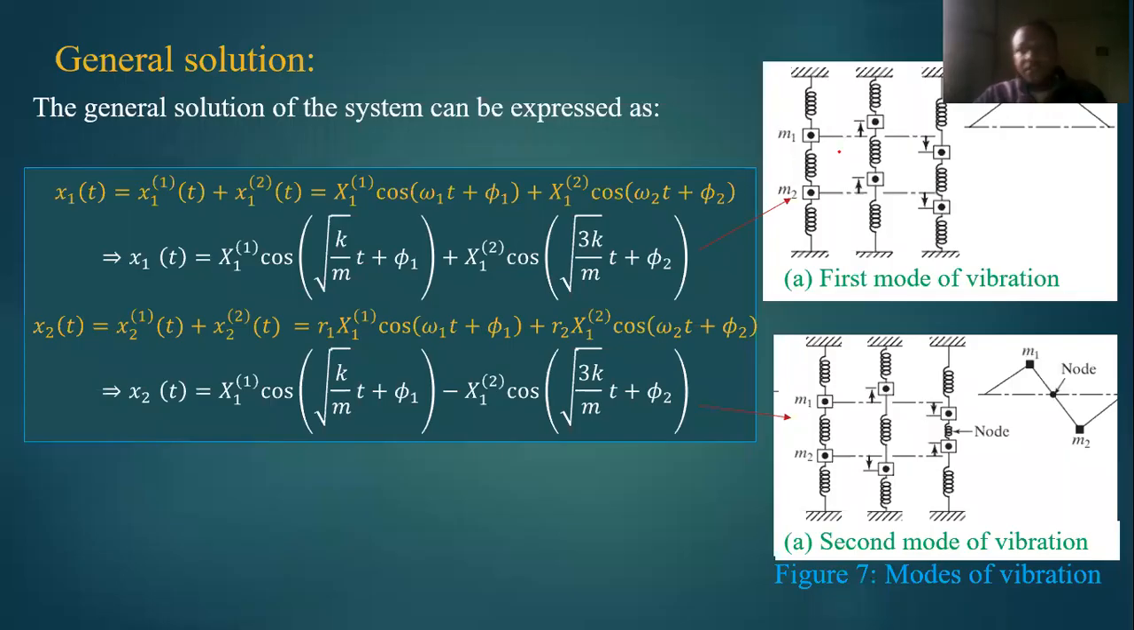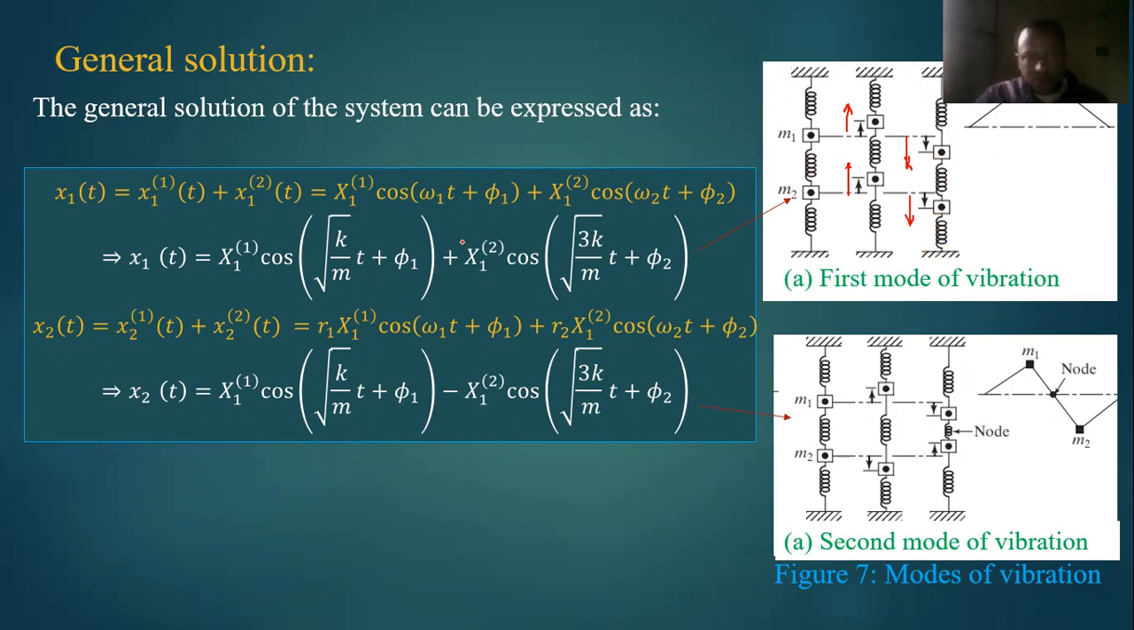So how can we represent this? Look, this is the representation. In the first case, these are the two masses which are displaced by some amplitude x like this. Both are in phase. This is m1 and this is m2. If m1 is moving in this direction, m2 is also moving in this direction with the same amplitude. Or if m1 is moving in this direction, m2 also moves in this direction. So in the first mode, both of them are in phase.